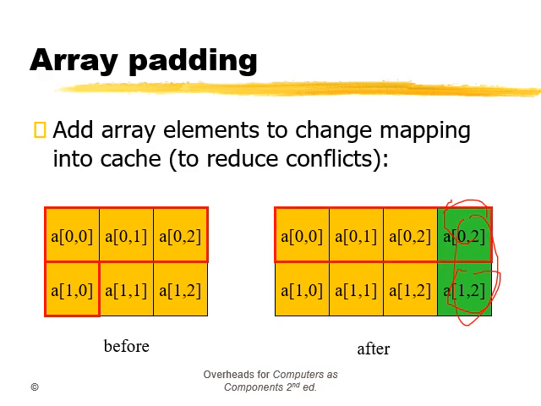So that was about array padding. We just add some data at the end of the rows. And why do we do that? We do that in order to reduce the conflicts. So there will be a minimum chance of conflict of the first row with the second row.